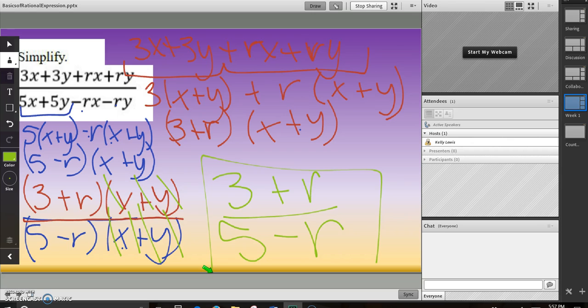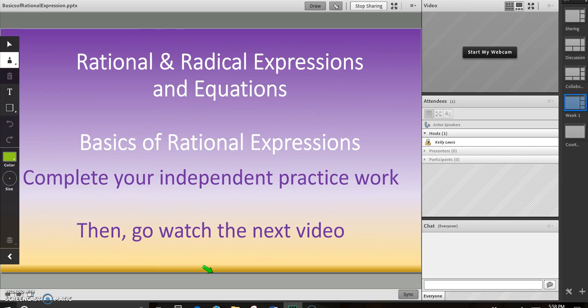All right, so these are big problems. They're super intimidating. Just go through your steps. Factor the top, factor the bottom, put it back together, cancel what's in common. All right, go try your practice work.